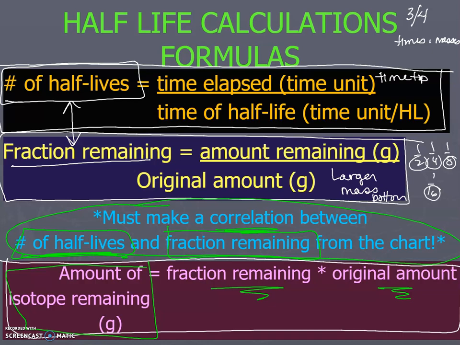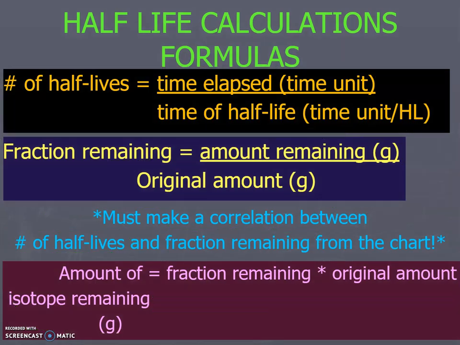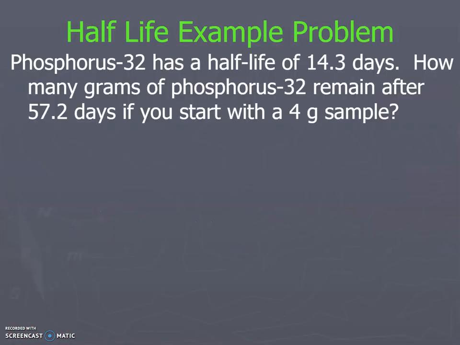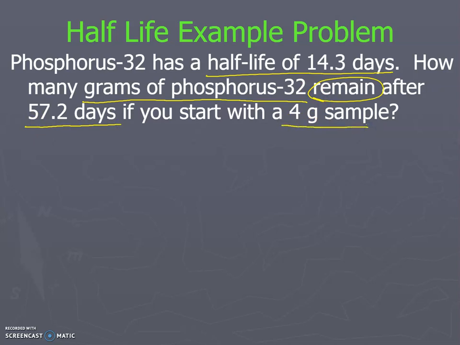So we'll see how that works out. Okay? So here we go. Here's our first example. It says phosphorus-32 has a half-life of 14.3 days. How many grams of phosphorus-32 remain after 57.2 days if we start with a 4-gram sample?